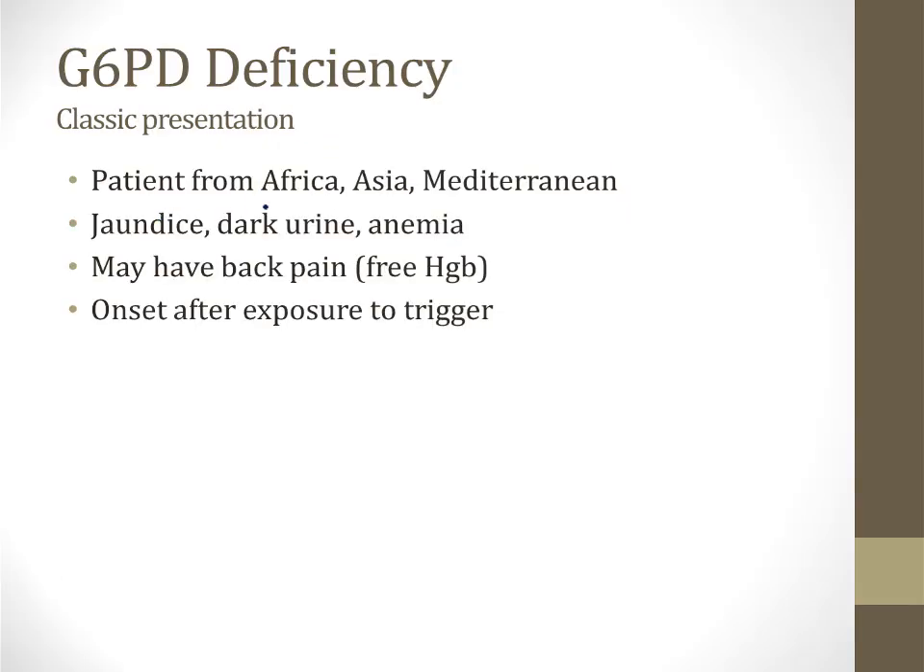So the classic presentation is a patient from Africa, Asia, or the Mediterranean region who develops the sudden onset of jaundice, dark urine, and anemia. They may also have back pain that can be caused by the free hemoglobin, and the onset of the episode is after exposure to one of the typical triggers.